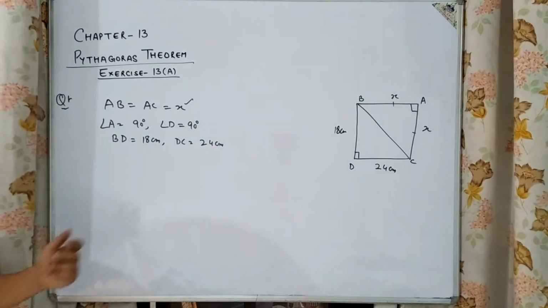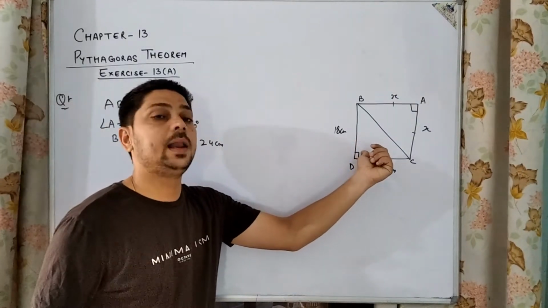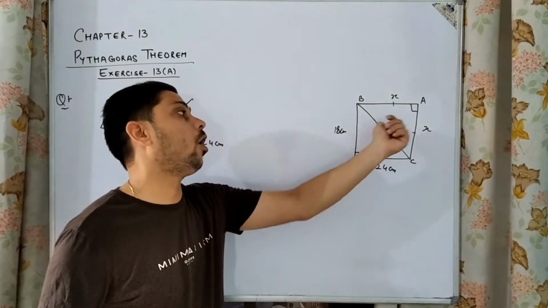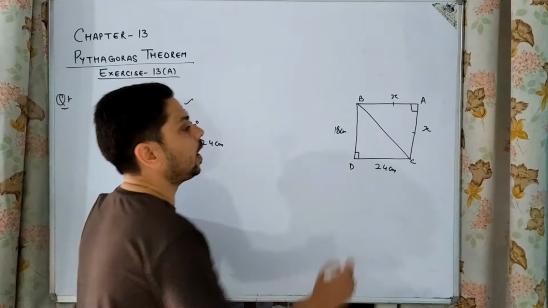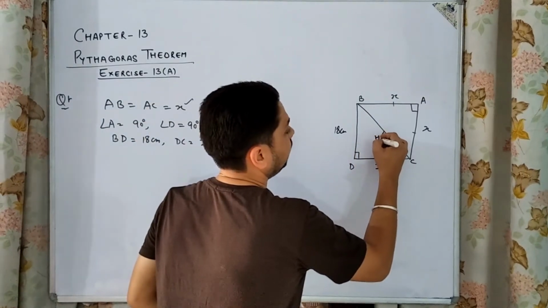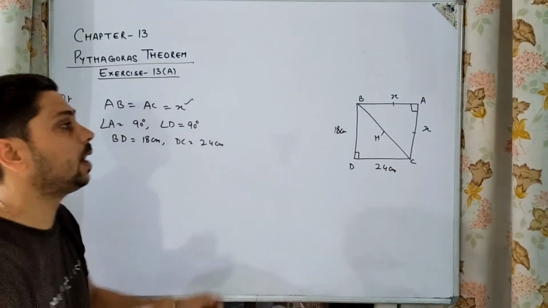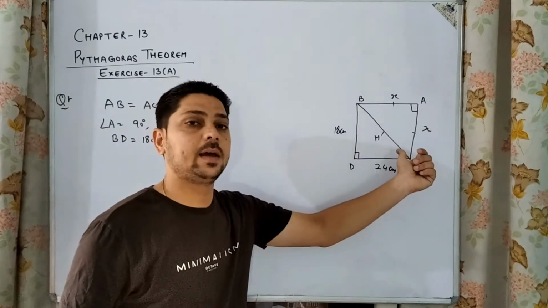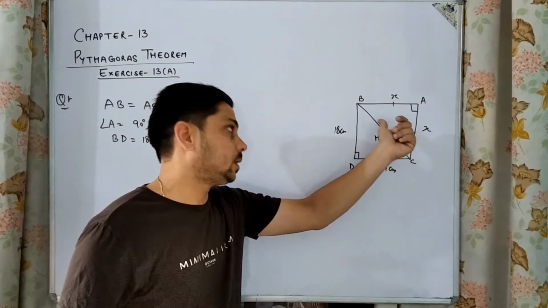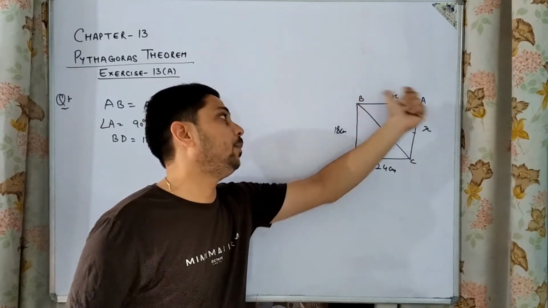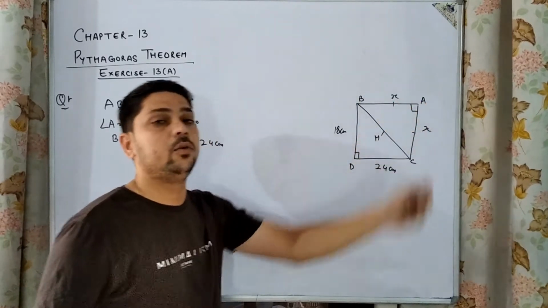24 centimeter here. This is a right angle at D, so the side opposite to the right angle will be your hypotenuse. First we will find the hypotenuse from this triangle here. Then after finding this hypotenuse, we will take the triangle BAC and find the value of X.